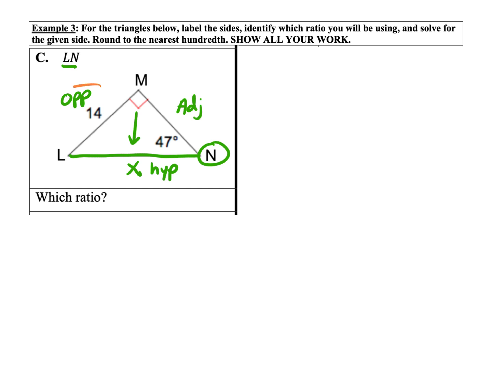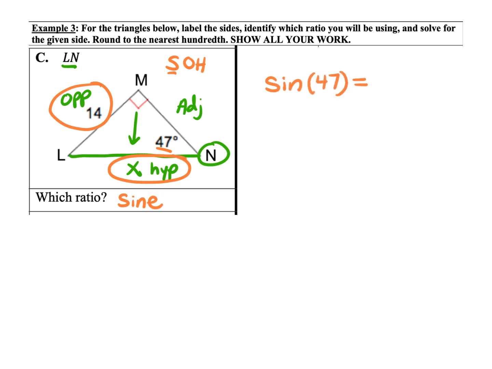Because I have the opposite side of 14 and I want to find the hypotenuse, if you go to your SOHCAHTOA phrase, the only one that uses both O and H is SO. So therefore, we need to use a sine ratio. So now we'll go sine of, and then we use the angle measure. So sine 47 equals opposite, so 14 over hypotenuse x.